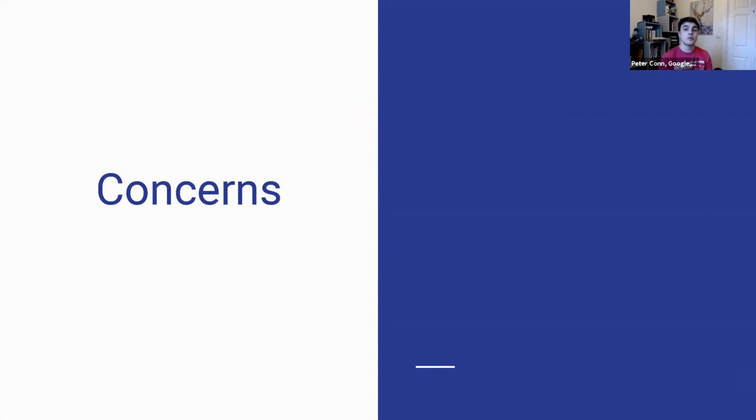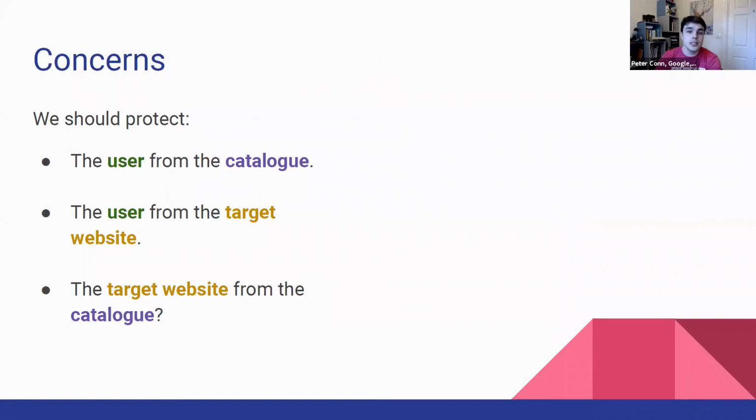However, we, and presumably you too, have a few concerns. We can broadly split these concerns into 3 different groups based on the 3 different kinds of actors in the situation. We should protect the user from the catalog. I'm going to use catalog now to encompass both of the 2 use cases I mentioned previously. So we want to protect the user from the catalog. We want to protect the user from the installed website. And we may want to protect the target website from the catalog.